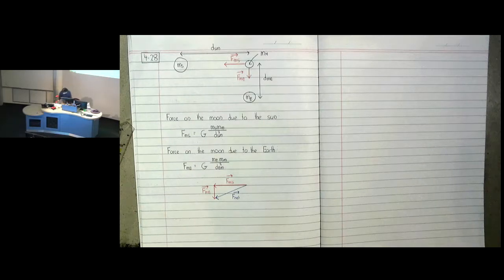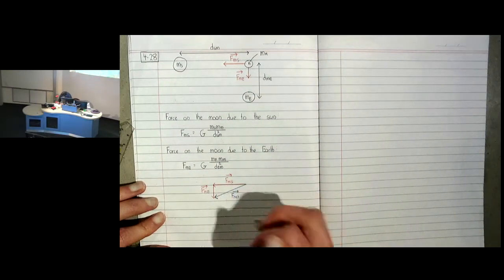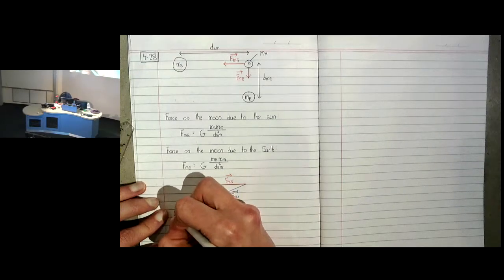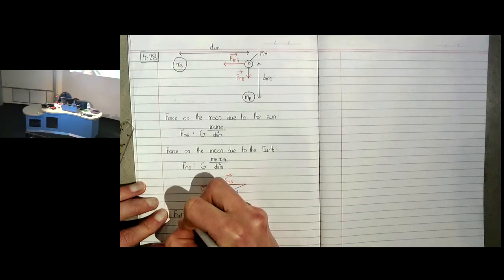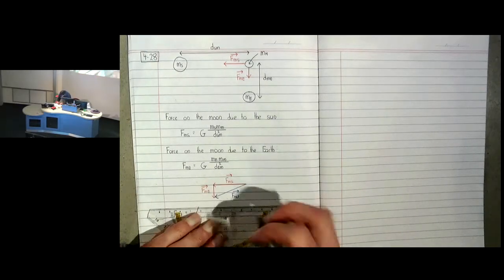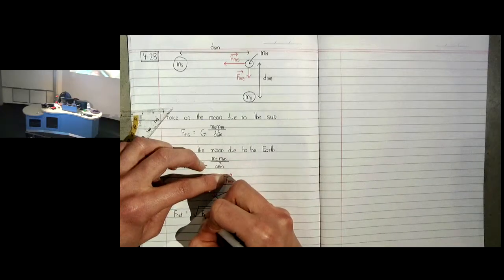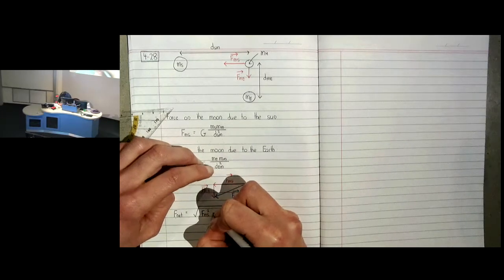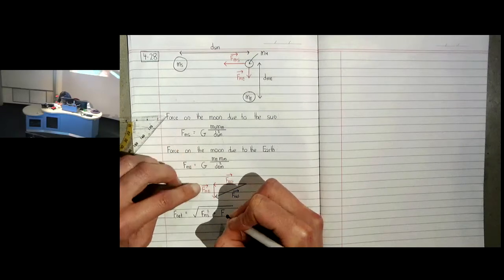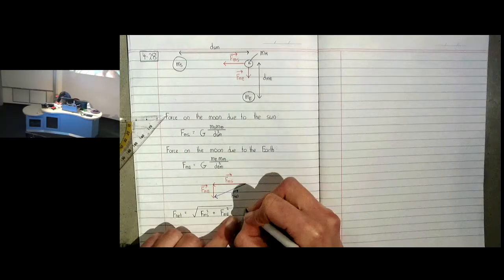So here we're going to have that the magnitude of the net force, that is the length of this vector here, is going to be just equal to the square root of the length of this vector plus the length of this vector. So that's by Pythagoras.